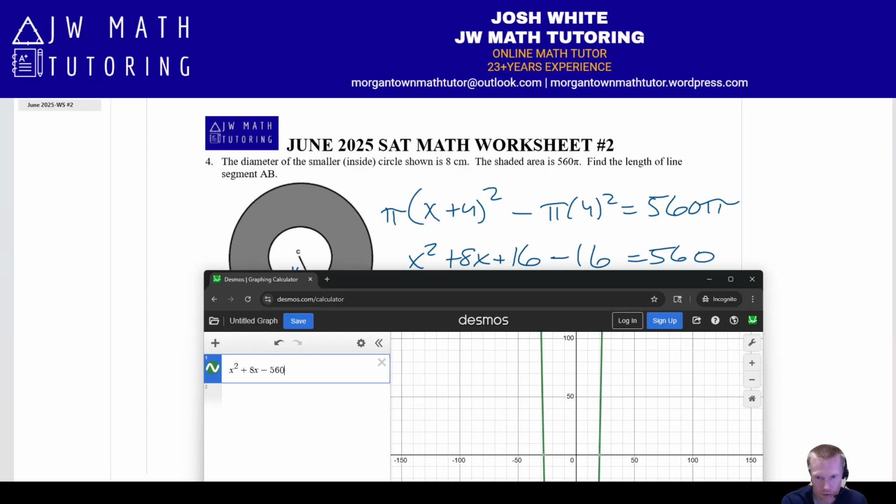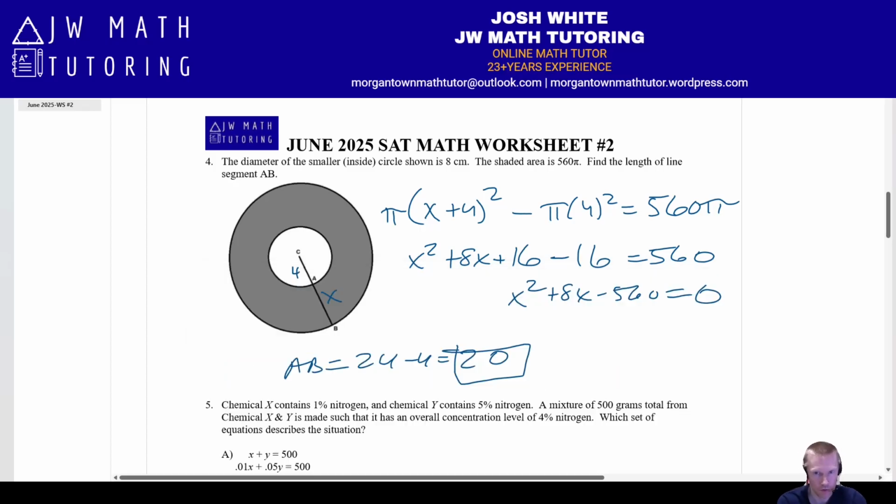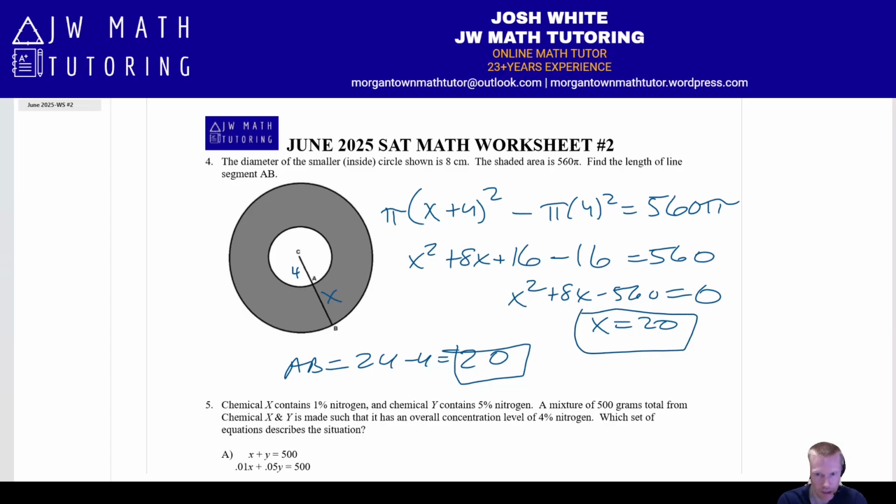All right, what do we have for our solutions? We have negative 28 and positive 20. Okay, obviously we're only concerned with the positive one, so x is going to equal 20. Same answer we got using the first method, but it looks like it's a little bit more work, a little bit more complicated, but you could just as easily solve it using this approach as well.